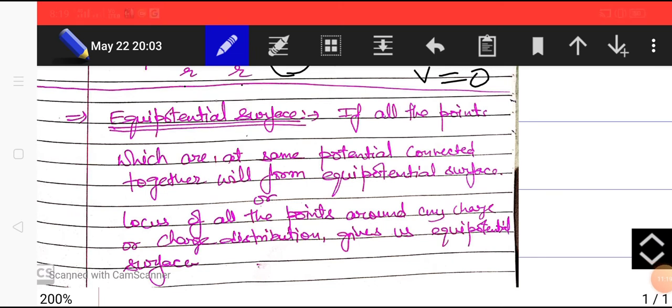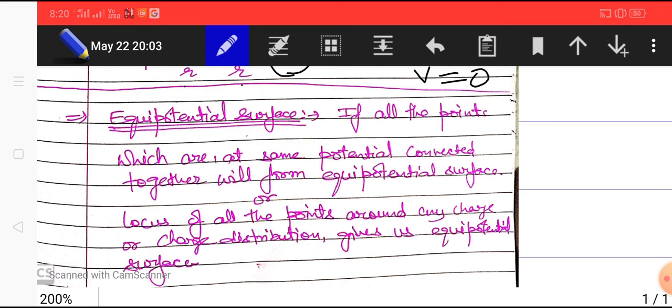Now what is an equipotential surface? As we have been studying, we can calculate potential and electric field, and electric field depends on the orientation while potential does not. Around any charge arrangement, generally either a single positive or negative charge, two similar charges or a dipole, we can always find the points. It is also known as the locus of the points where potential at all the points is the same. Such a surface at which potential at all the points is the same is known as an equipotential surface.